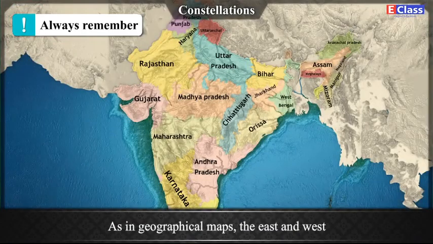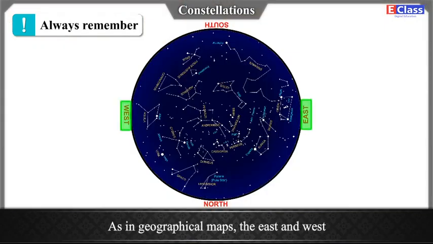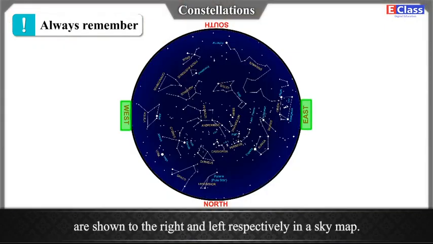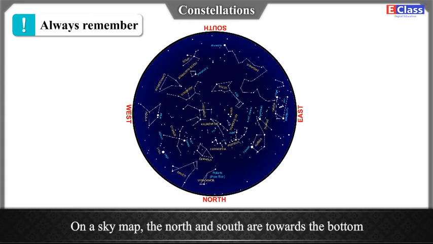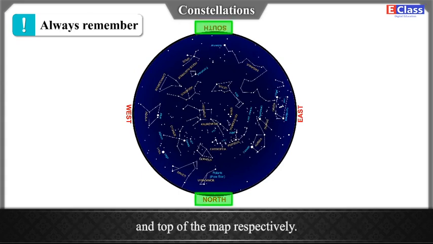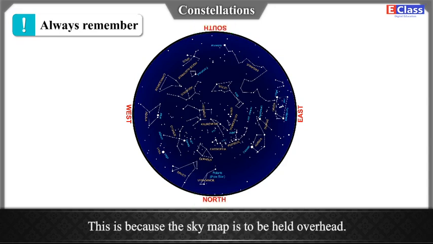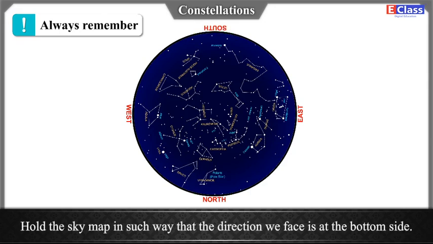5. As in geographical maps, the east and west are shown to the right and left respectively in a sky map. 6. On a sky map, the north and south are towards the bottom and top of the map respectively. This is because the sky map is to be held overhead. Hold the sky map in such a way that the direction we face is at the bottom side.